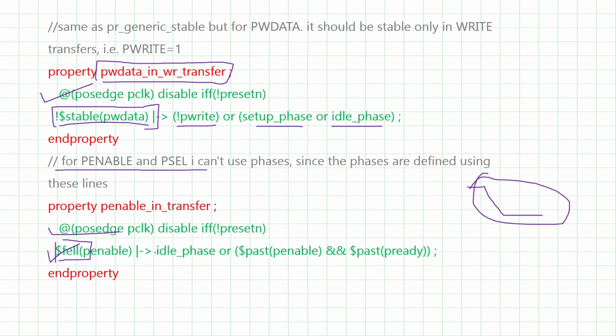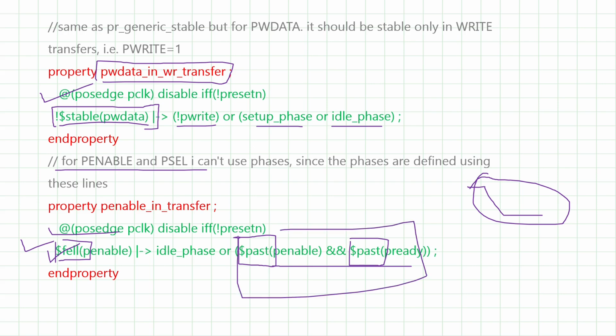So if p enable falls, then in the next clock cycle an idle phase should be there, or $past of p enable and $past of p ready. This is also a system task which will check our previous cycle, and p enable and p ready should be there. Which condition is it? It is a transfer condition. If it is falling, then this condition should be in the past, and it should be at idle phase. So this is the assertion for transfer.